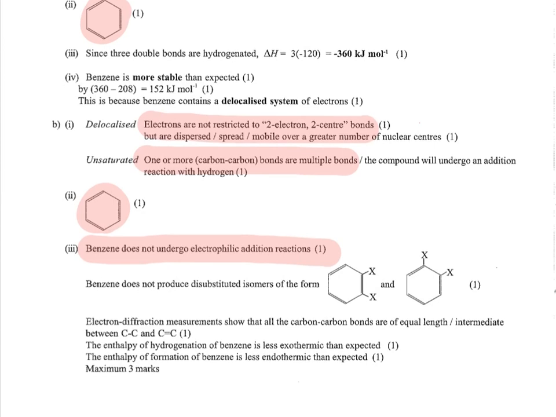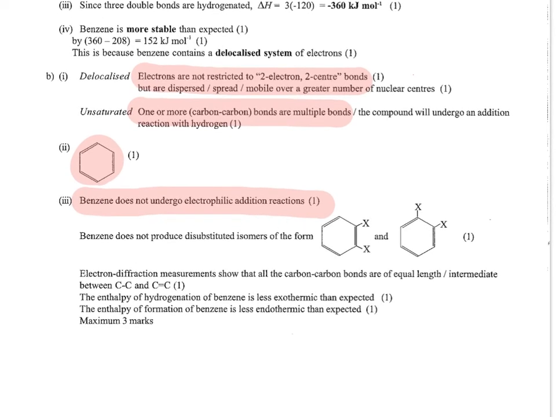Let's have a look at the other stuff we've got. I wouldn't worry too much about disubstituted isomers in that case. Electron diffraction, X-ray crystallography, shows that all the carbon-carbon bonds are of equal length or in between carbon-carbon single and carbon-carbon double bonds. And we talked about the enthalpy of hydrogenation of benzene being less exothermic than expected. So those would be the 3 most likely ones they'd expect you to come up with. These are other things that also happen to be true, but you don't necessarily have to have these in your long-term memory. Any 3 of those things would get you 3 marks.